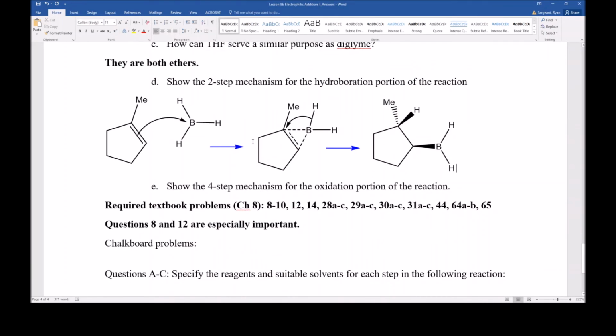Okay, this is a weird mechanism. And the reason it's weird is, again, because boron does this weird thing where it kind of shares bonds in ways that other atoms simply won't. And this is not something that Lewis theory allows us to describe very well.